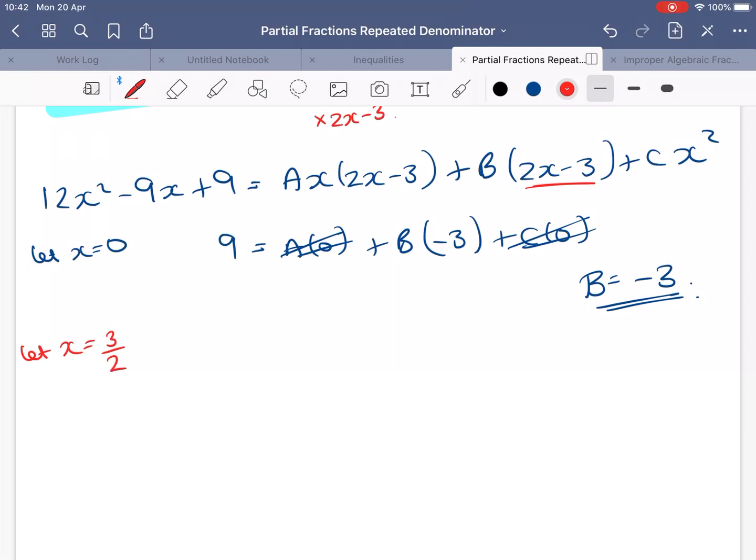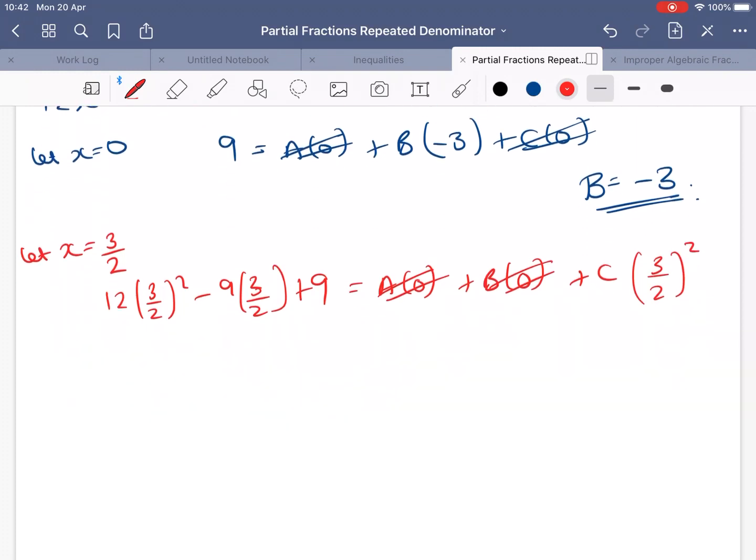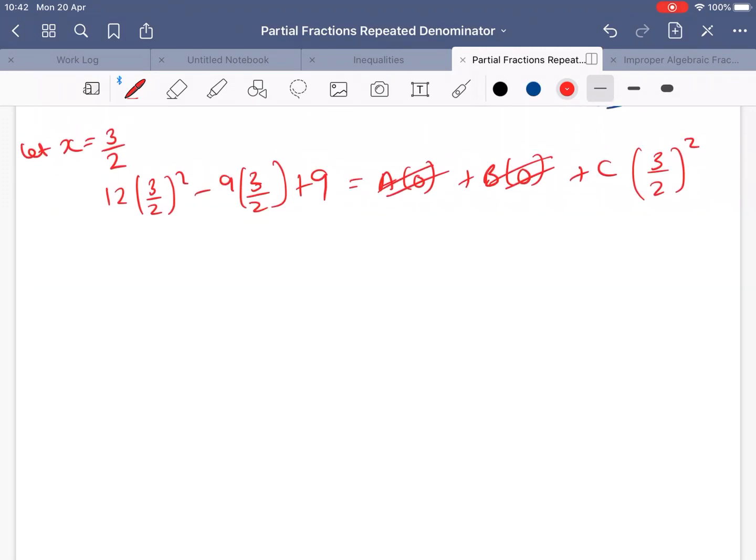Okay, so I've got 12 times 3 over 2 squared minus 9 times 3 over 2 plus 9 equals, well, A, you're going to have a 0 factor there. B, you're going to have a 0 factor there. Plus C times 3 over 2 squared. Now, you'll probably shoot to your calculators to do this, but I'm going to show you without the calculator, because we've got 12 times 9 quarters.